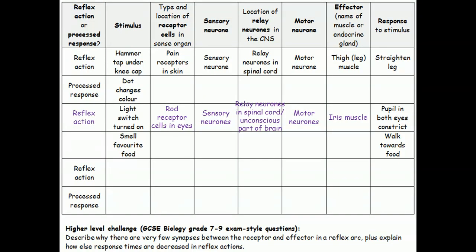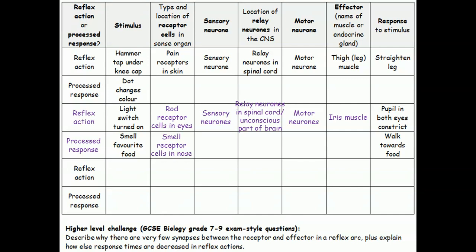So let's do an example of an action that is not a reflex. So here is a process response because you are processing the information. So you smell your favorite food. You're using, again, remember, receptor cells, and these have to be in the sense organ. So these are smell receptor cells in the nose.